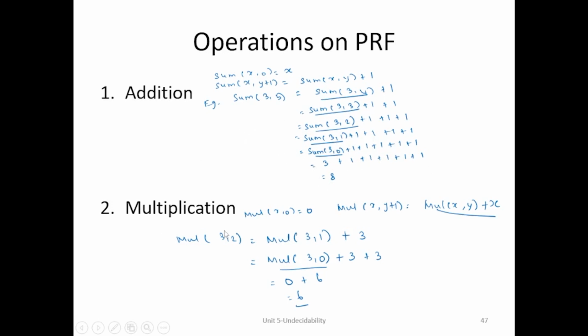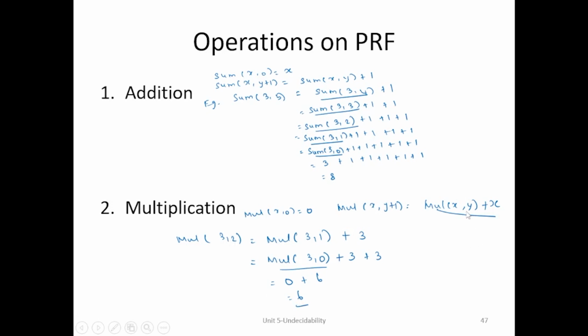For the multiplication operation, if you multiply 0 with any number, the answer is 0. But if you multiply x with y plus 1, the answer is multiplication of x comma y plus x. So instead of multiplication, you can use repeated addition. So that is the answer. Multiplication of 3 comma 2 means 3 into 2, 6. So how did this 6 occur?